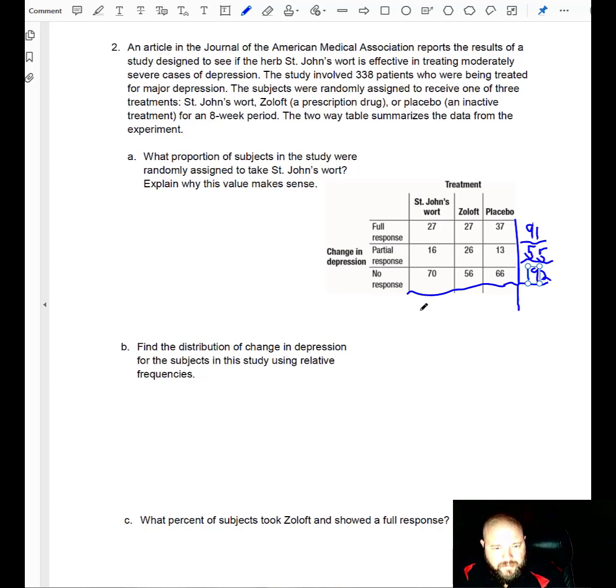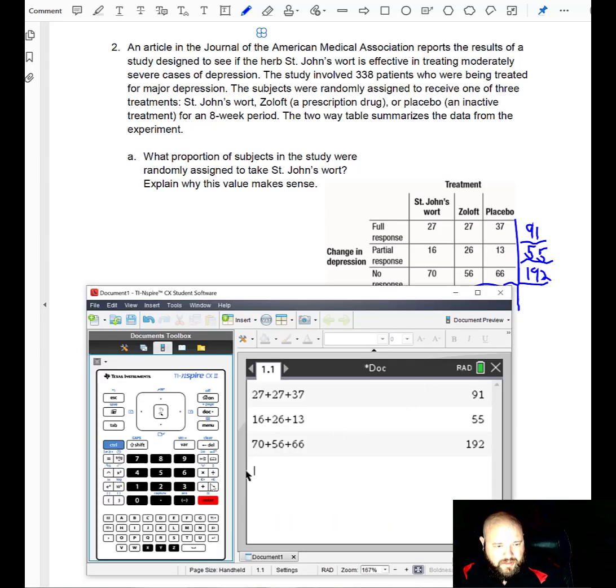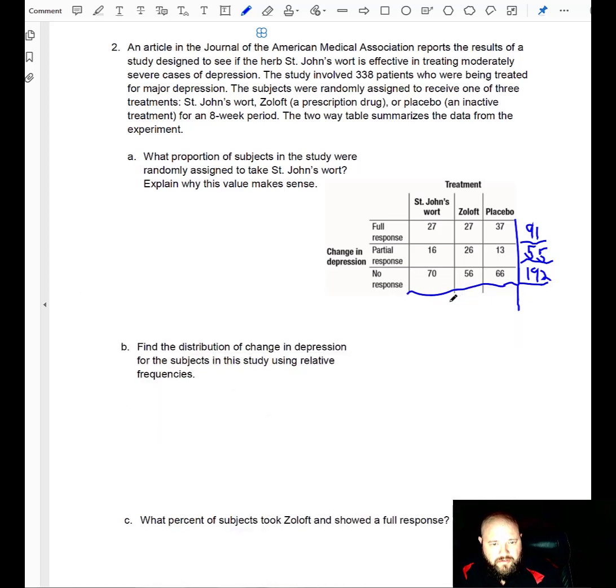Alright, so 192. Now, okay, so now let's go here. Underneath there, we got 27 plus 16 plus 70, because now we added the rows, and now we're going to add the columns. So now this should give us 113 for St. John's wort.